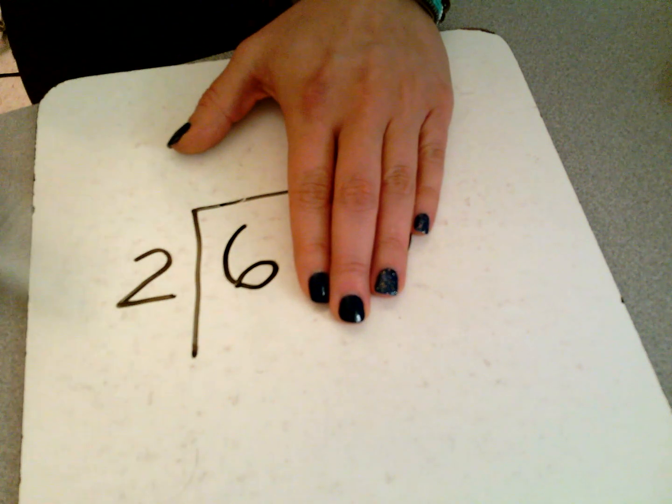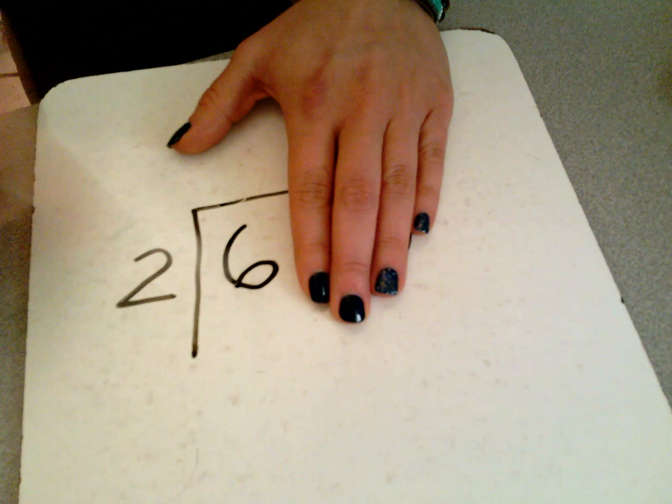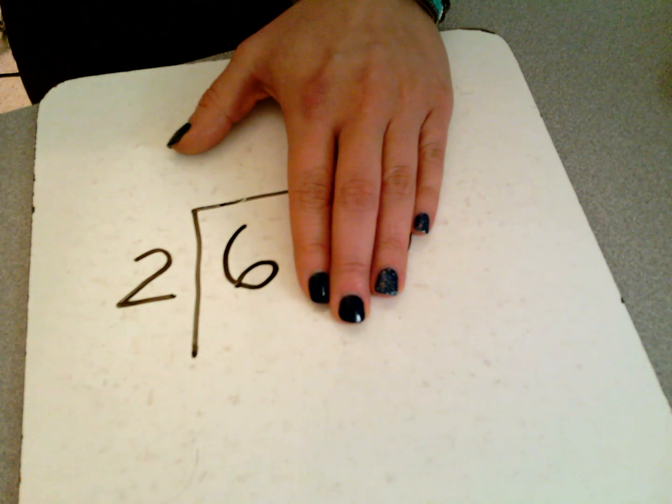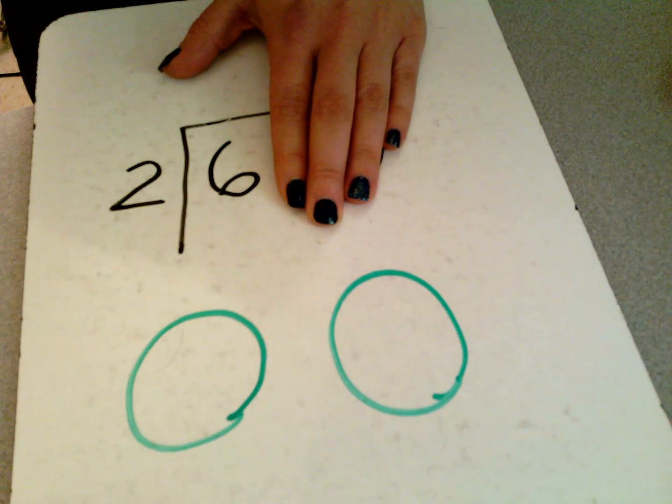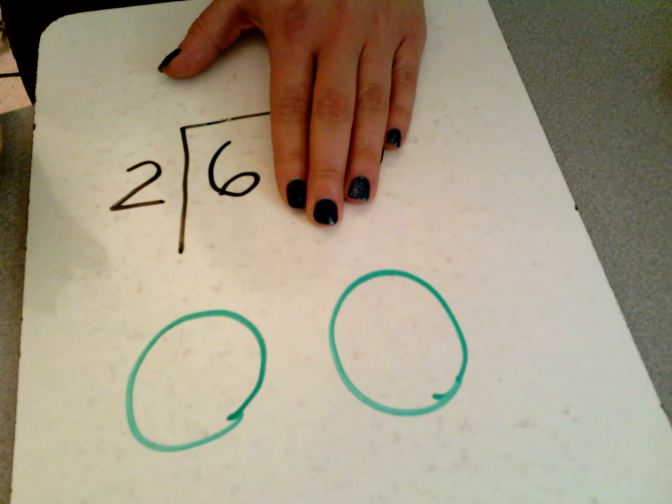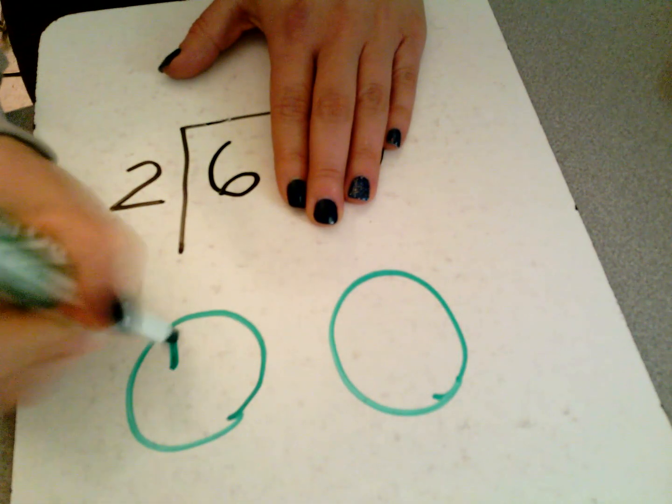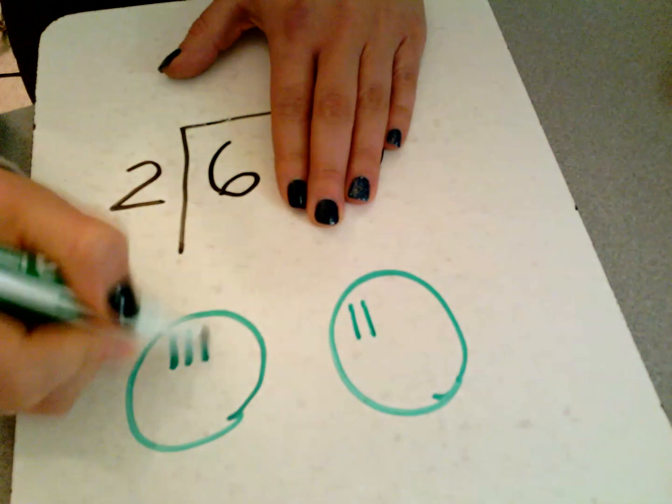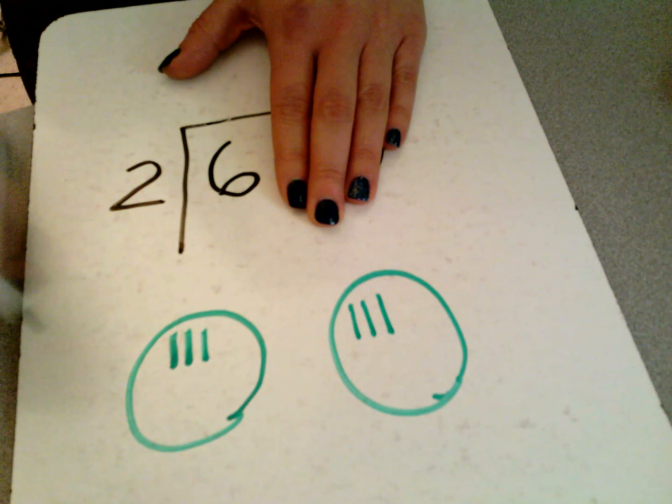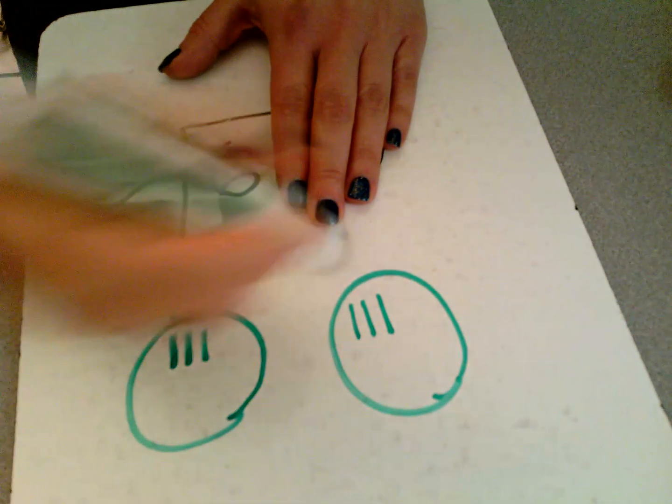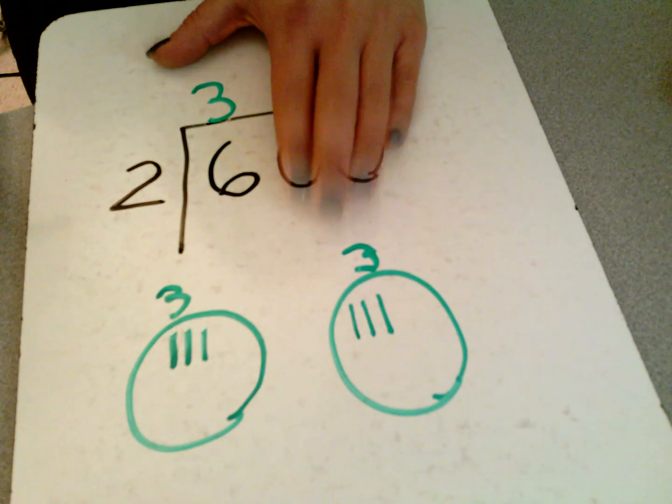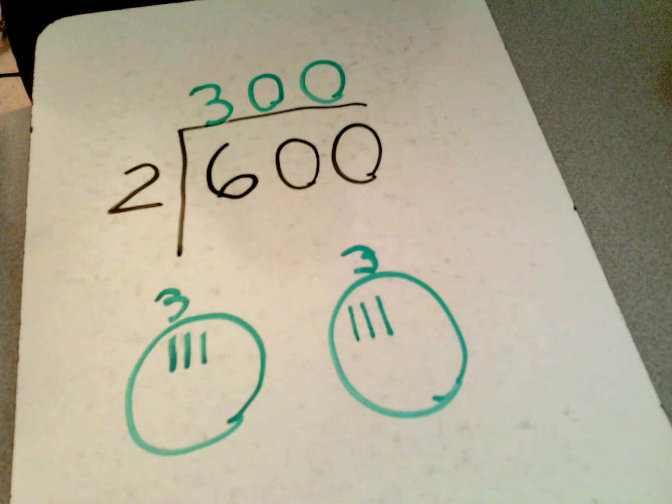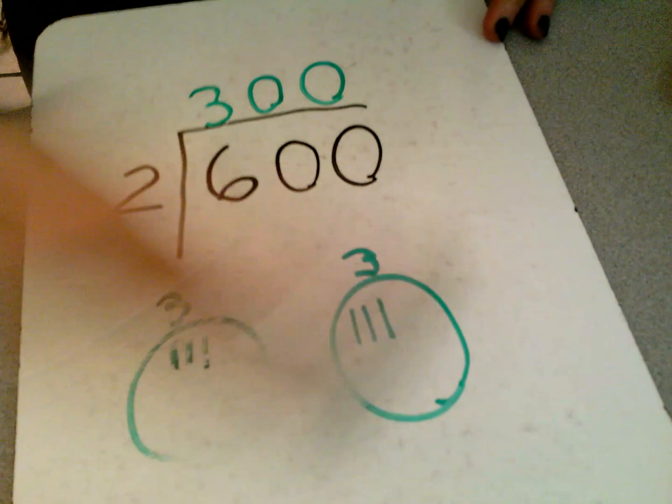The smaller number on the outside tells me how many groups. The 6 tells me how many tally marks. So we have 2 groups. 1, 2. All right, go ahead and solve, distributing your 6. All right, so it should look like this. 1, 2, 3, 4, 5, 6. All right, I see that I have equal groups of, you should have gotten 3. There you go. So we write a 3 at the top, uncover our zeros to get 300. Okay, pretty straightforward. All right, let's do one more practice.